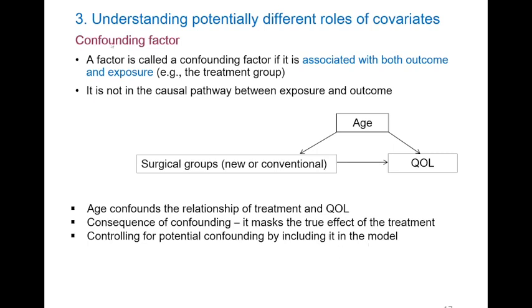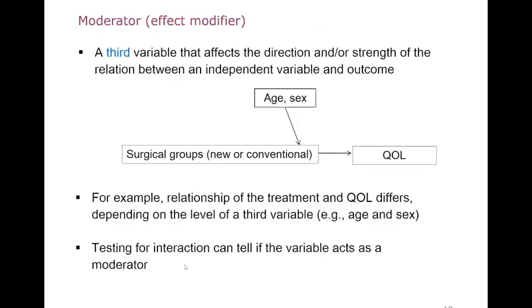So this is one type of confounding factor. Usually age and demographic information are confounding factors. And the moderator. What is a moderator? A moderator is sometimes also called an effect modifier.